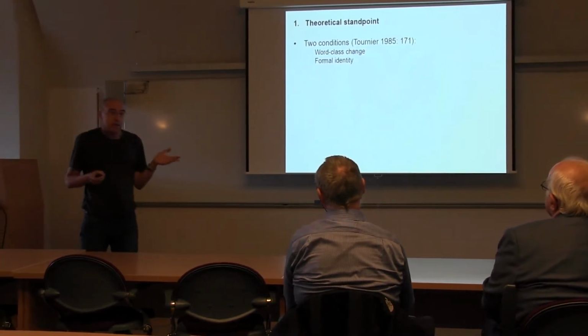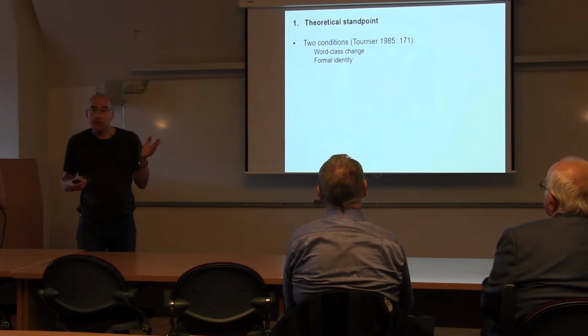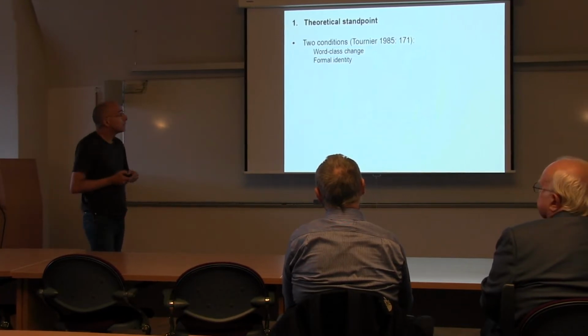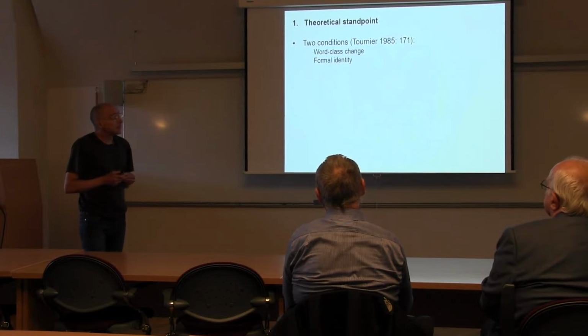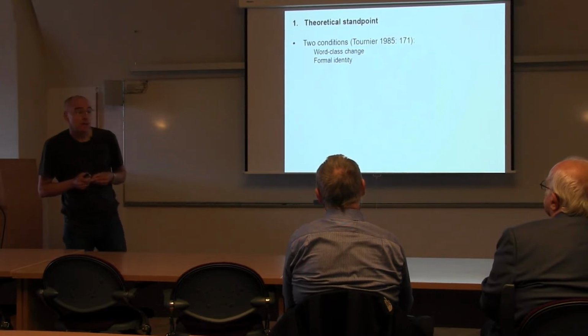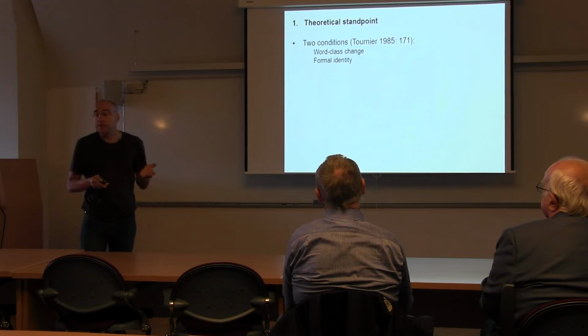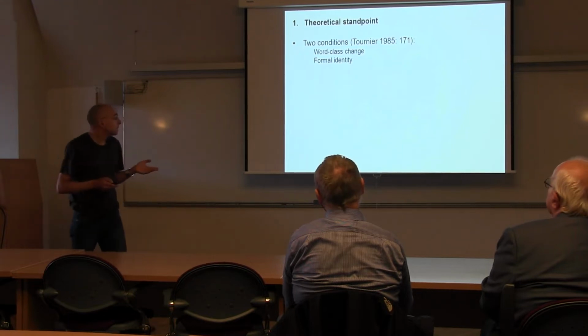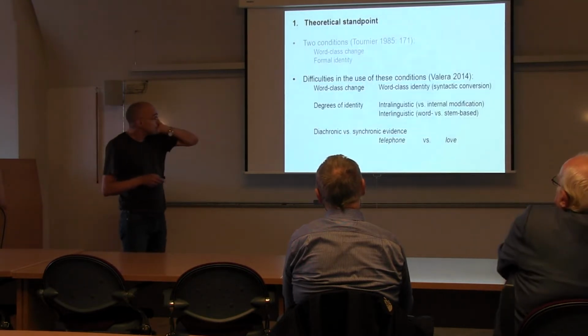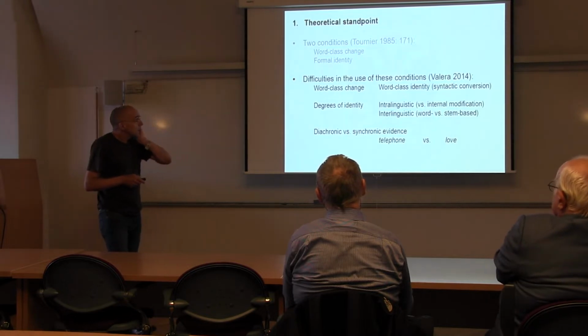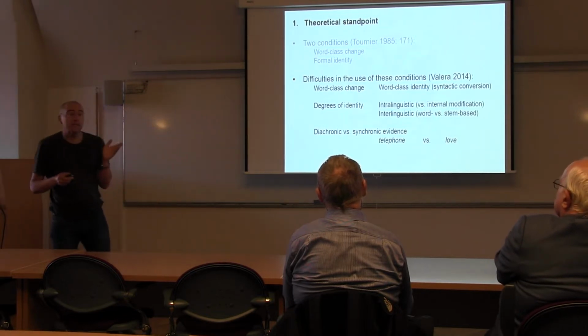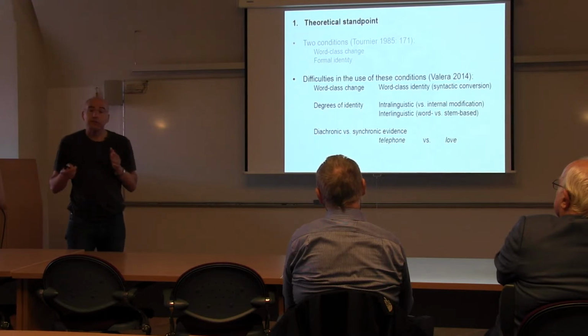The literature establishes two conditions for conversion to occur, and they were defined most clearly by Jean Tournier in 1985. They are word class change and formal identity. On paper, they seem to be very simple conditions, but in a paper published in 2014, I complained how difficult it is to find a standard application of these two conditions.